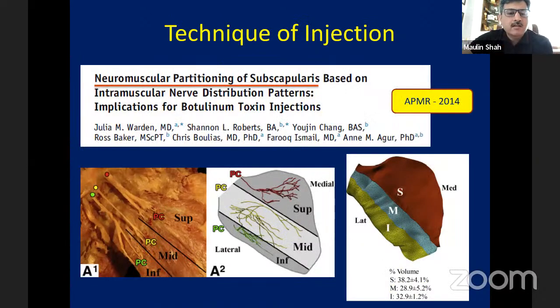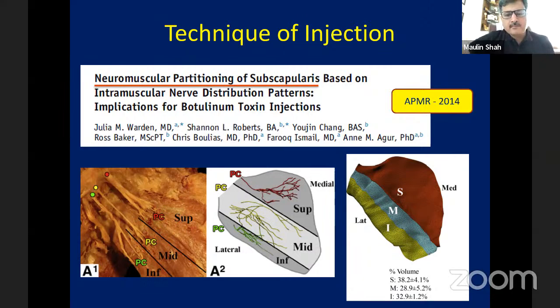So now before injecting the subscapularis, we also should be aware of this neuronal compartment or partitioning, as Ratna mentioned in her talk. So there are superior, middle and inferior segments. Now, conventionally, the Botox has been done from the lateral border with EMG, but there is a high likelihood that you may miss the superior partition where the C5-6 recruited muscles are there.